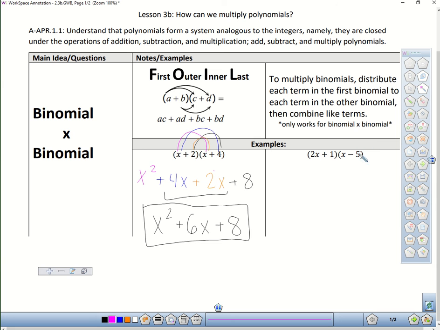Alright, so the next one. What are my first two terms? Sean, what do you think? 2x plus 1. 2x, and what is the other one? x. Could you put a 1 for the x? You can. So was I right? It is 2 binomials? Yes, they are two binomials. That's the only time you can use FOIL. Would you add those together or no?